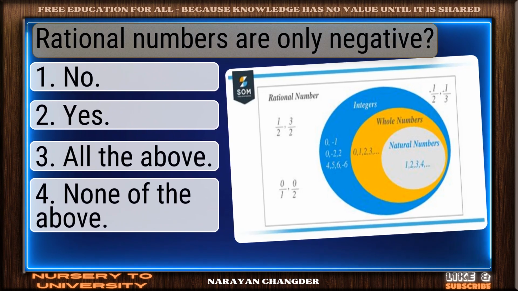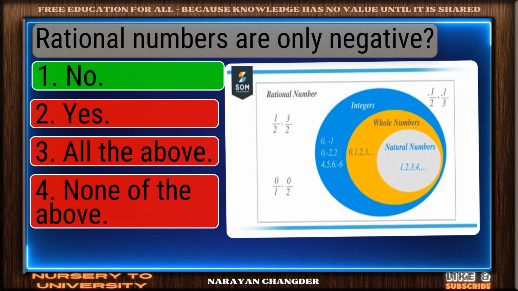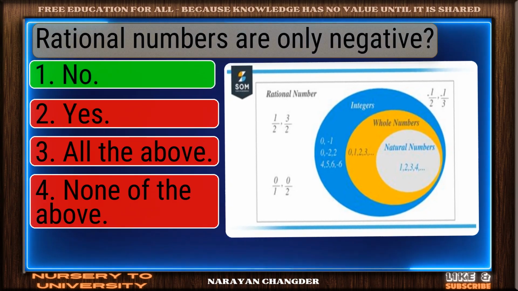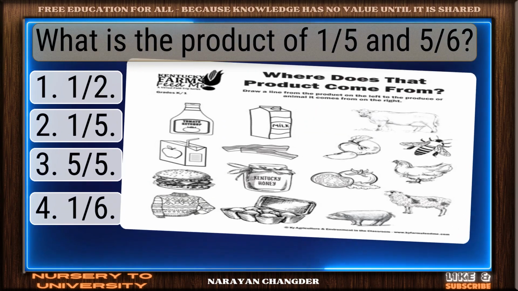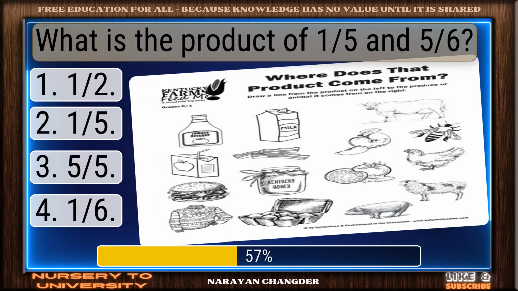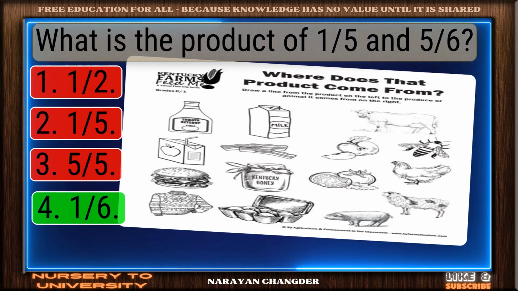Question number 80. Rational numbers are only negative. Great job. No is the accurate answer. Question number 81. What is the product of 1/5 and 5/6? Well picked. 1/6 is the correct answer.